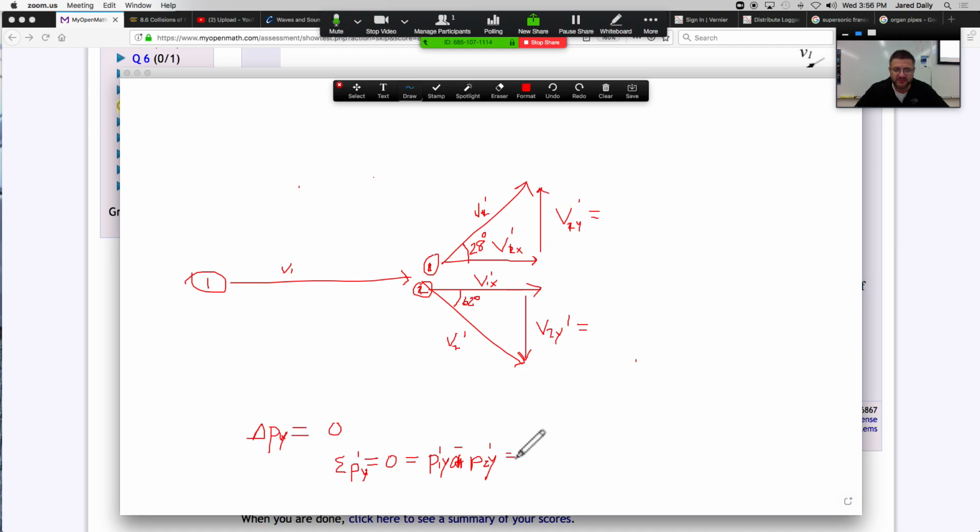So what is the momentum of the first one? Well, the momentum is the mass times the velocity, so it's mass 1 times the velocity, or we'll start with mass 2 actually. No, we'll start with mass 1. So velocity 1 in the y direction, what does that equal to? Well, it's the side that's opposite the 28-degree angle. So this is going to be velocity 1 prime times the sine of 28 degrees.